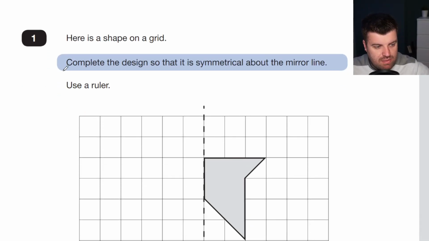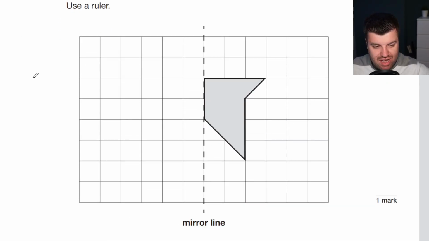Here is a shape on a grid. Complete the design so that it is symmetrical about the mirror line. Use a ruler. This is where you're going to be way better than me, okay? Because I do not have a ruler tool. So you'd be having a ruler in real life, and this is the important thing. You're counting away from the mirror line.